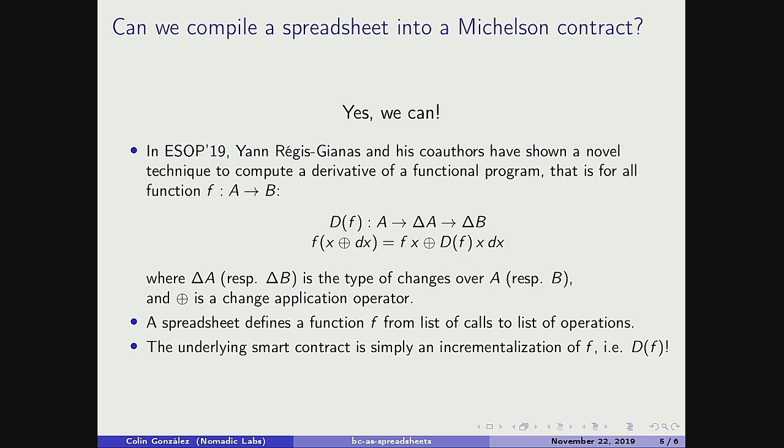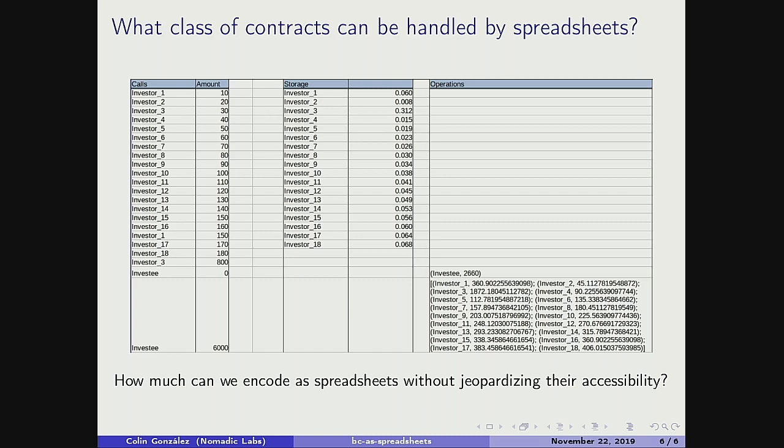However, not all programs can be represented easily. For instance, we have a contract that represents an investor depositing money, and at some point the investee wants to withdraw the money. So here is depositing money. The investee recovers the whole sum. And whenever he has made some profit, he deposits the money, and he makes several operations to redistribute the money.